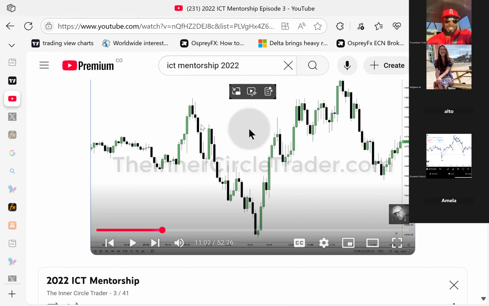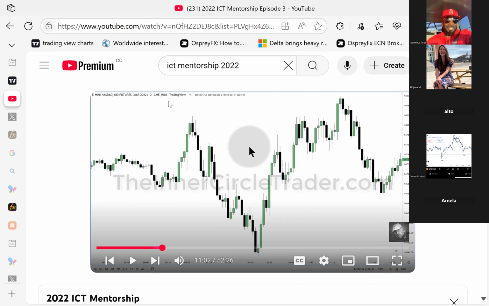The imbalance. Now, I want y'all to understand something. This is not a daily chart. This is a 2 minute chart. Price is fractal. You're going to see the same thing on a 2 month chart, the 2 week chart, the 1 day chart, the 4 hour chart, the 15 minute chart.